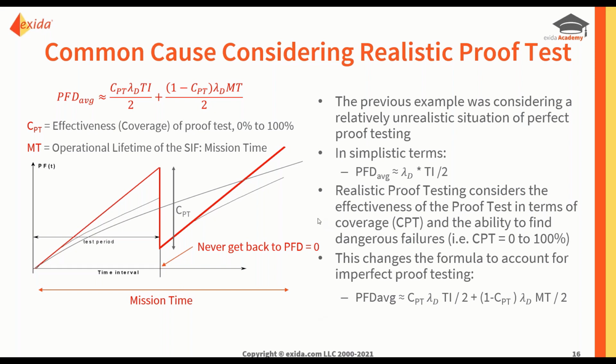So in simplistic terms, if we use our PFDavg as lambda d TI over 2, now we have to account for the fact that we don't have perfect proof testing. So we now have a coverage factor which tells us how many of these dangerous failures we can find, and it's usually 0 to 100%. Perfect proof testing is 100%. So we would have our CPT times lambda d, these are the dangerous failures we can find, plus now we have to account for the dangerous failures we can't find over the mission time.